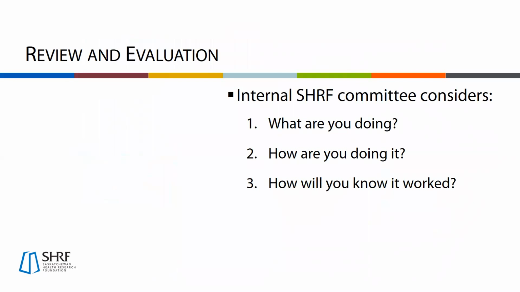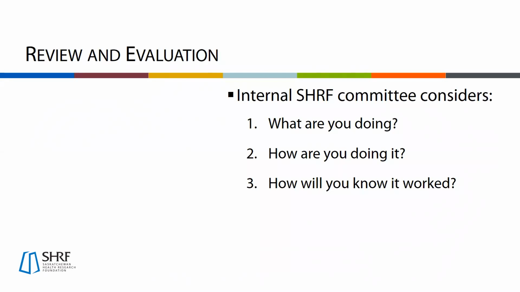The way Research Connections are evaluated, this happens three times a year. It's an internal committee involving different individuals within SHRF that come in and look at the application and make sure that it follows the requirements of the grant. Then we follow the evaluation criteria, which you can find on page 8. But very generally, what that criteria includes is: what are you doing? How are you doing it? And how will you know it worked?